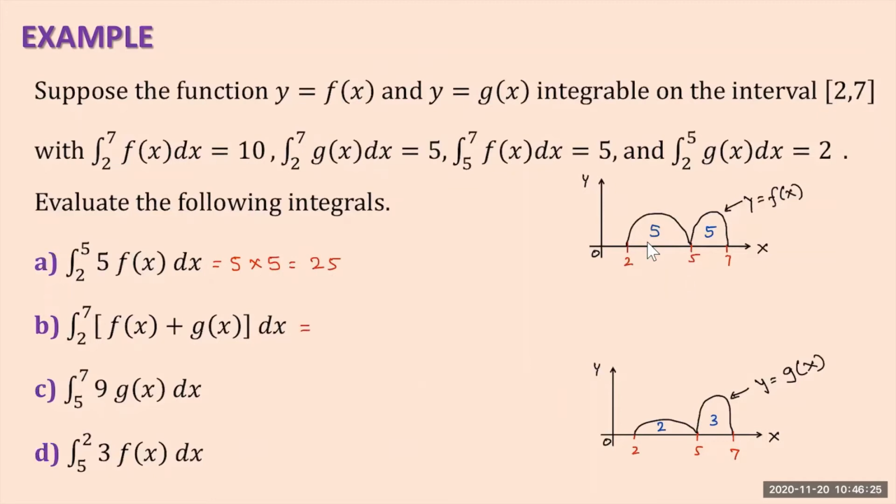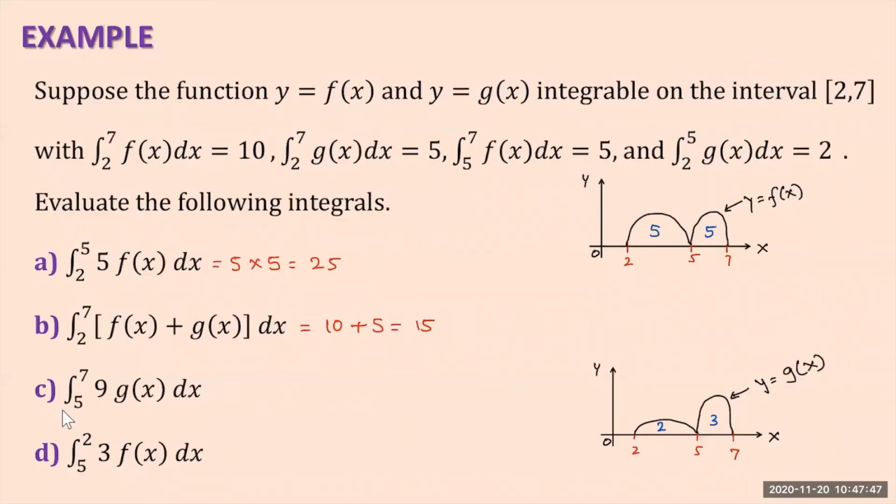In part B, it is the integration of the sum of two functions. So we find the integration of first plus the integration of second. Integration 2 through 7 of f of x, 2 up to 7 is 5 plus 5, that is 10. And for the second function, for g of x, 2 up to 7 is 2 plus 3, which is 5. That is equal to 15.